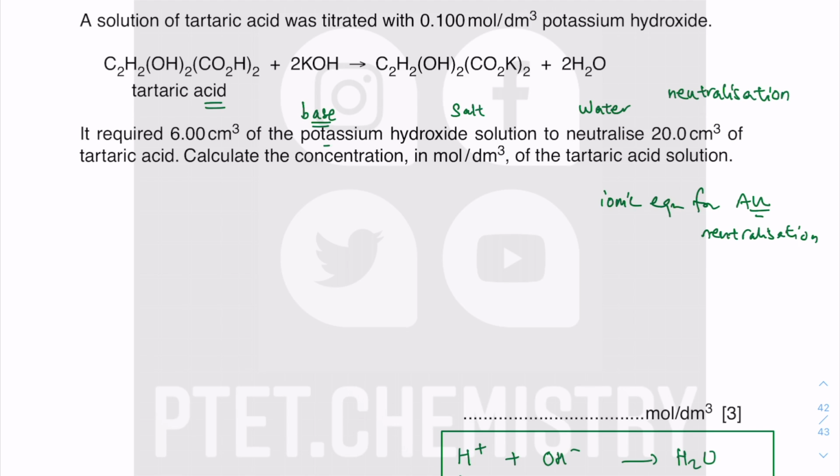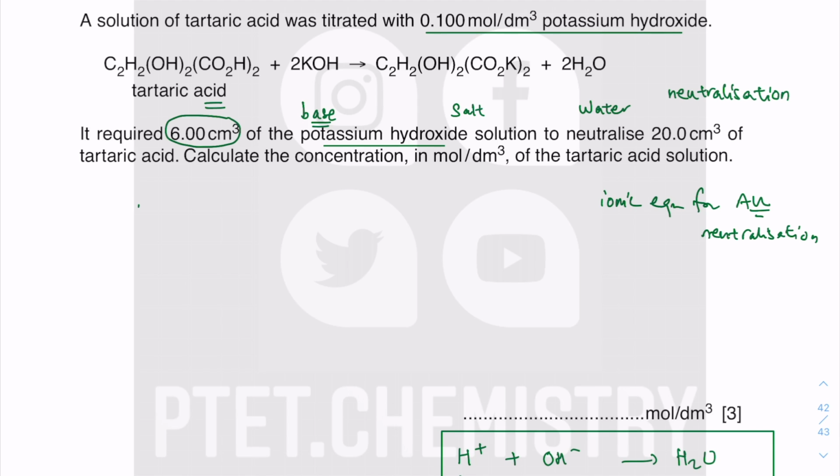So what do I have here? I have potassium hydroxide solution. I have 6 cm³. Don't forget, this is cm³ of the solution. This is not volume of a gas. And I have solution of tartaric acid, and I want the concentration of the tartaric acid. I also have the concentration of potassium hydroxide up there.